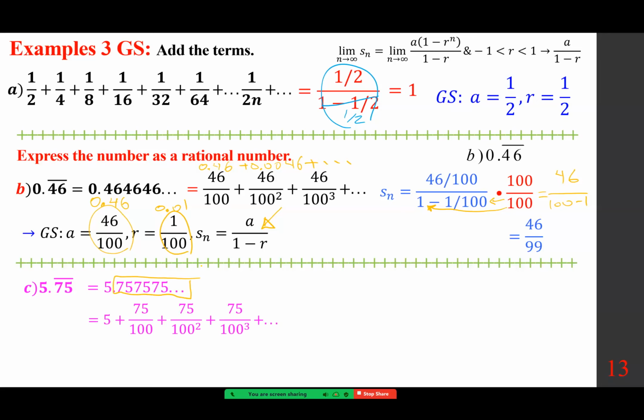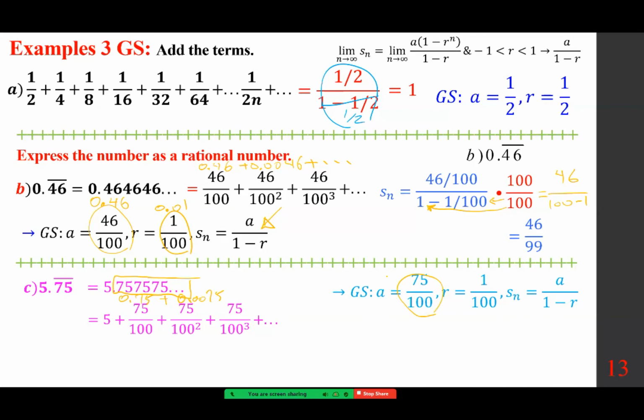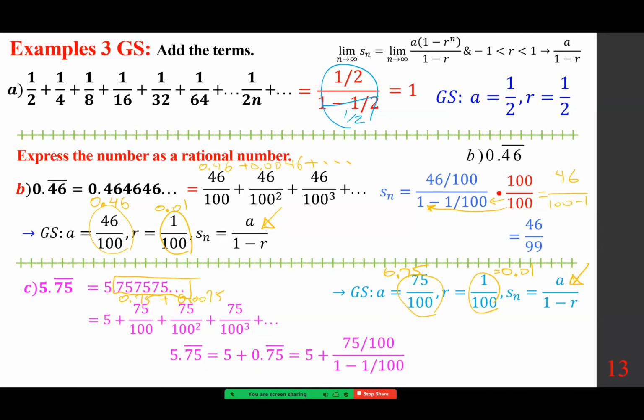So this is a geometric sequence, and again, I want to make sure we understand that this is 0.75, this is 0.0075. So this, you could write it as 0.75, and this, you could write it as 0.01. Let's use this formula, and we plug in for the decimal portion. Again, use fractional format or decimal format, makes no difference.